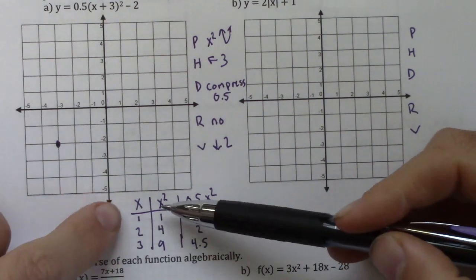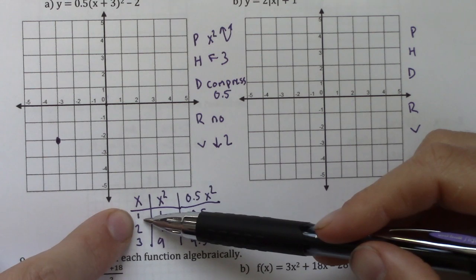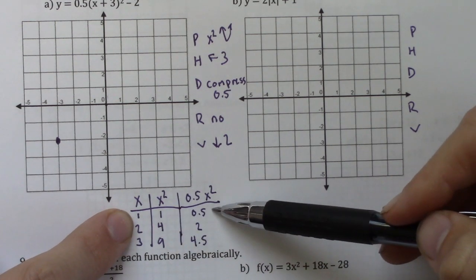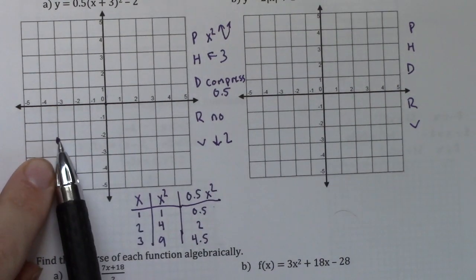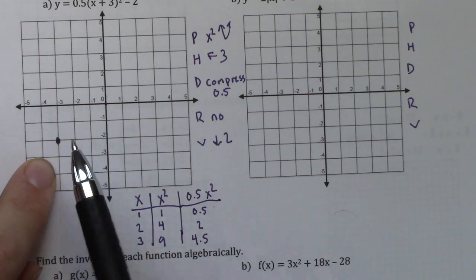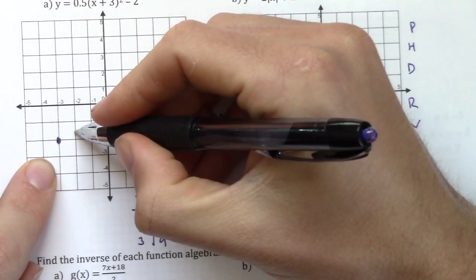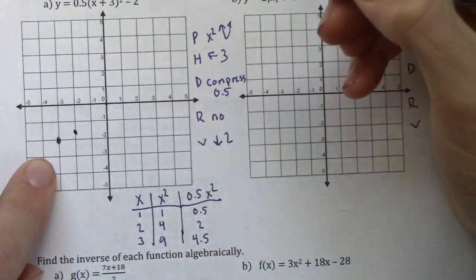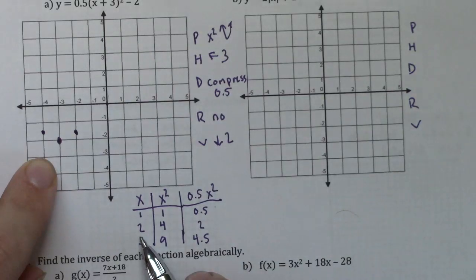And so what this is saying is if I start at my vertex and I take one step left or right, I should go up half a space. So if I start at my vertex and I take one step to the right, I should go up half a space. And I'm going to put a dot right here. And I can do that on both sides. If I take 2 steps left or right, I'm going to go up 2 spaces.